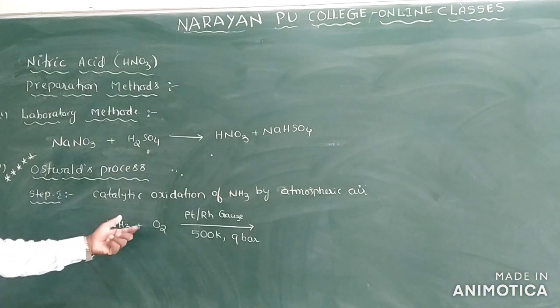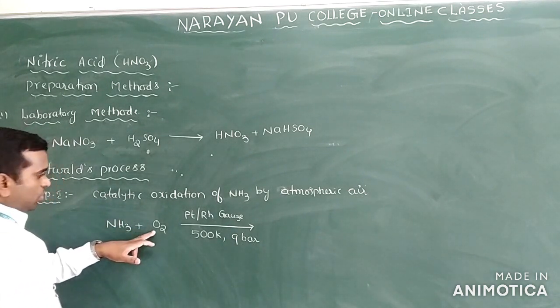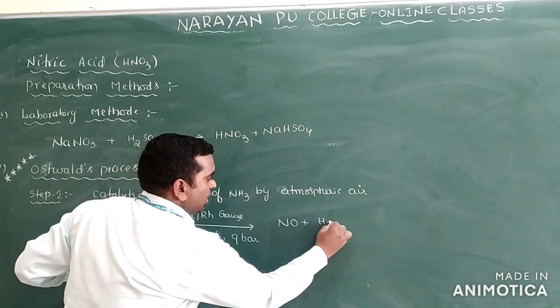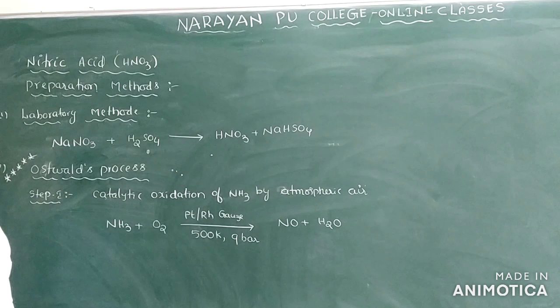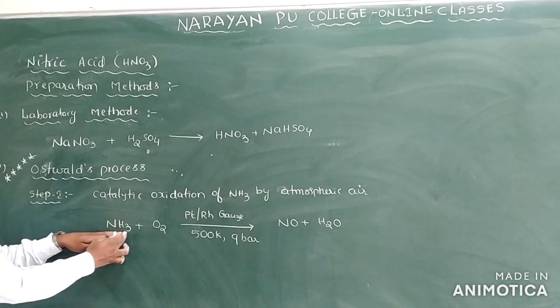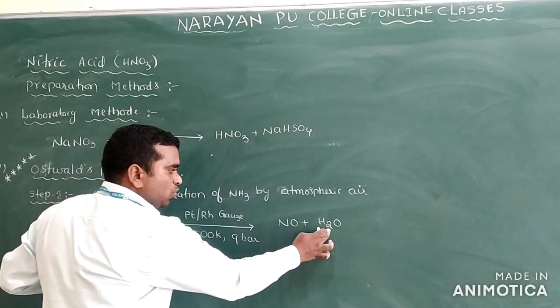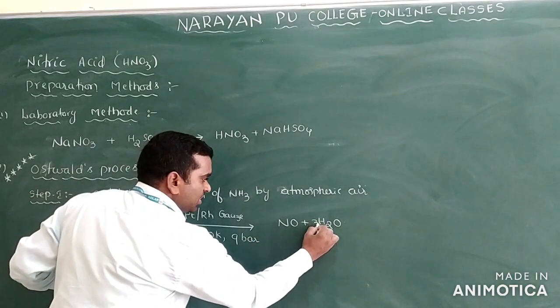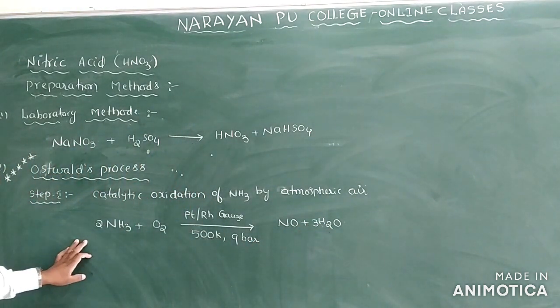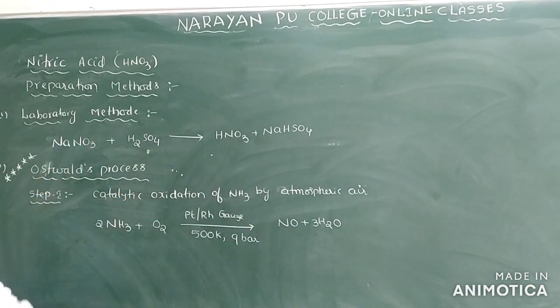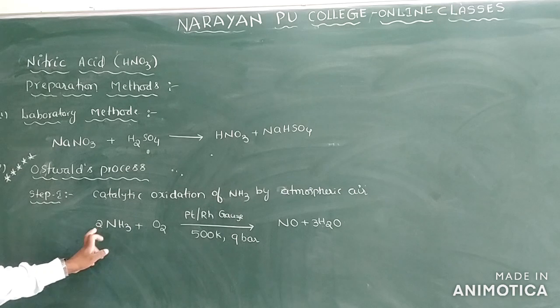Clear, ma? So now how to write this, you see. What compound will you get? You will get NO plus H2O. Now balance here. How many hydrogens are there? 3 hydrogens, and on this side how many hydrogens? 2 hydrogens. So I will multiply this one with 2 and this one with 3. Then the hydrogens are balanced: 3 into 2 is 6, and here 3 into 2 is 6. Next, you have 2 nitrogens. How many are there here?